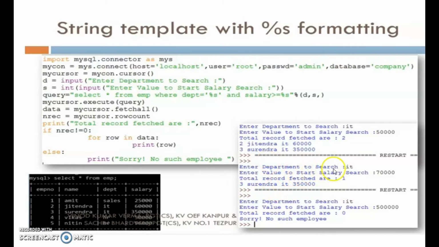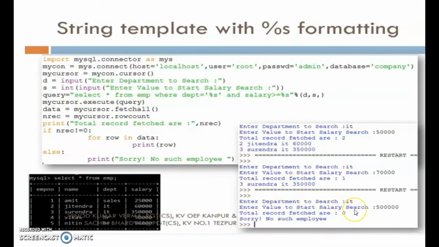Next, one more example. Here IT, then enter value to start salary search 70,000. Then total records fetched are 1. Then the third one, 3 Surendra IT 3,50,000 is printed here. Here the condition is salary greater than or equal to %s, that's why with 50,000, 2 records are printed. Here the amount is 70,000, that's why only 1 record is printed.